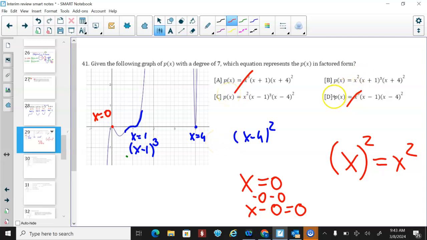I have a bounce. Now I've got to compare my two other factors, x minus 1 and x minus 4. So always remember, whatever number is here, it's going to be the opposite in the factor form.